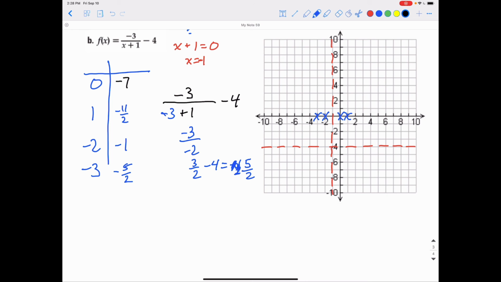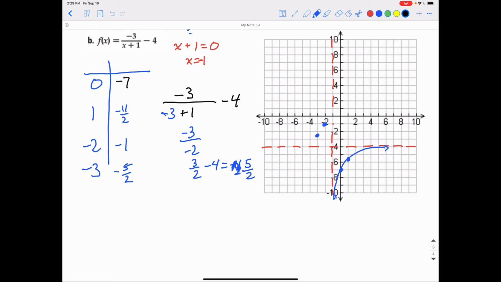So when I graph those, I'll have 0, negative 7, so straight down 7. 1, negative 11/2, that's about 5.5. So here's negative 5, so 5.5, about right there. And then negative 2, negative 1, places it right here. And negative 3, negative 5/2, that's about 2.5, places about right there. And that'll give you a pretty good indication what the graph looks like.